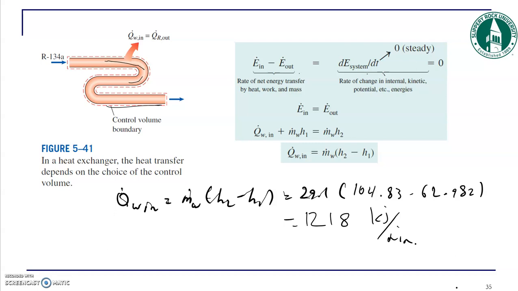So make sure when you want to calculate the heat transfer between these two systems, you have to isolate one of these systems, either R134a or the water. In this case, we wrote the equation for water. You can write exactly the same equation for R134a and get exactly the same number. So it doesn't matter which system you choose, the R134a pipe or the water pipe. Either one is okay. You get the same results, but you have to use the right equations. All right, so that's it for this video.